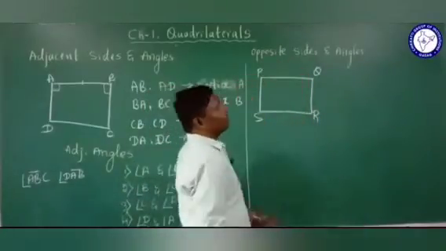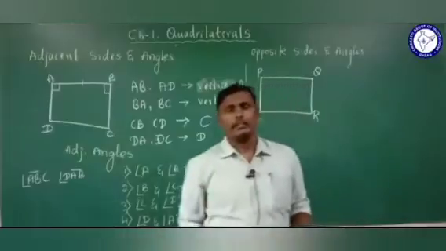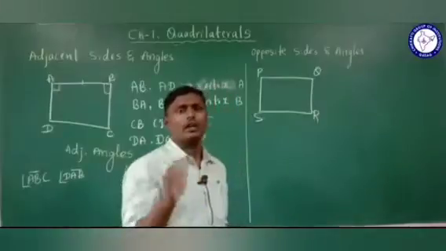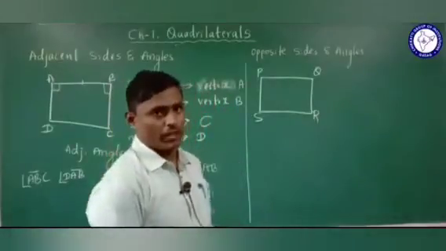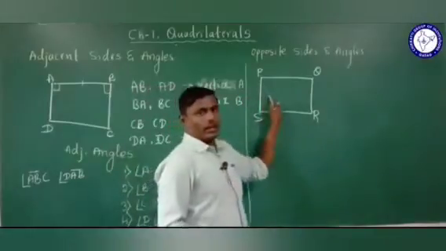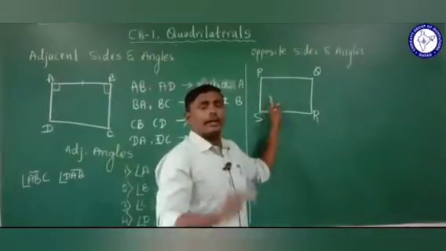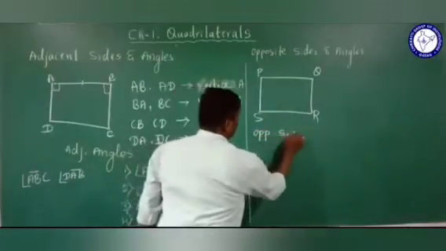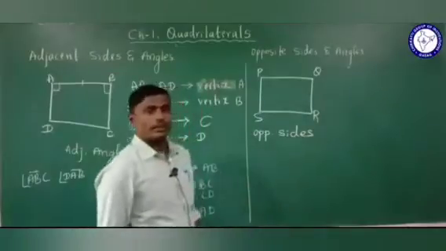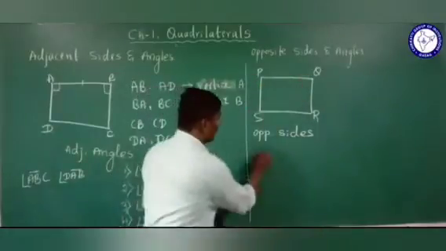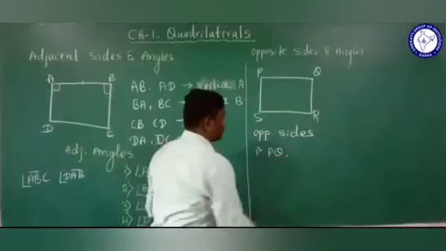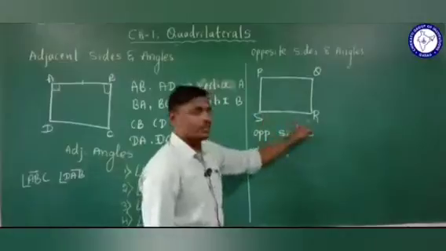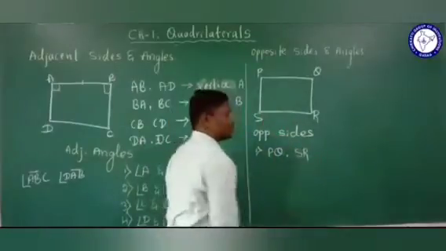So how can you define the opposite sides? Opposite sides are the sides which do not have any common angle or any common vertex point, right? So in a particular quadrilateral, we can write two pairs of opposite sides. What are the two pairs? First pair is PQ. Which side is exactly opposite to PQ? That is SR. PQ and SR is the first pair.